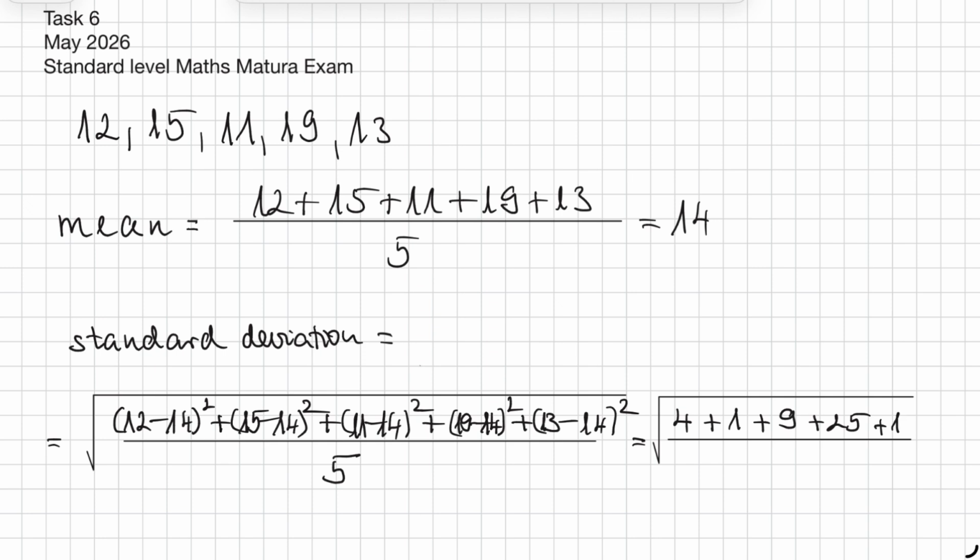And if we add all these up and divide by 5 under the square root, then we have 40 over 5, and that's the square root of 8, and that's actually 2.83. And it means that the standard deviation for Adam's scores is 2.83.